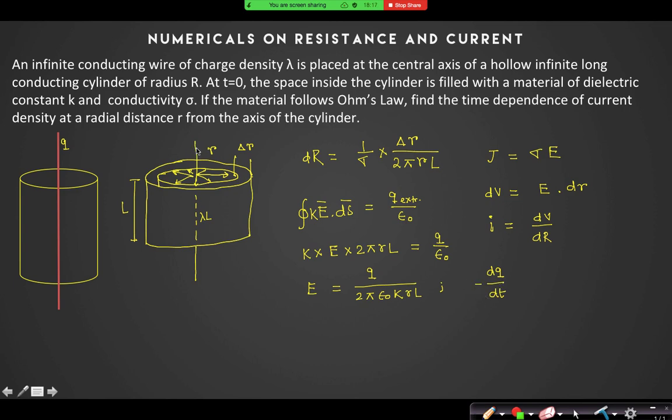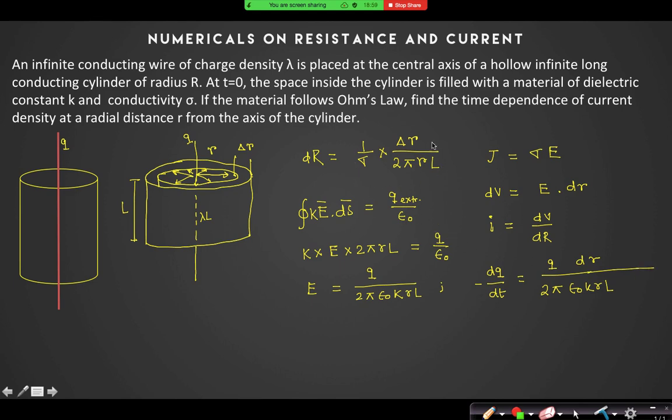Current is basically minus dq by dt. Why minus dq by dt? Because if the charge inside this is q, after some time the charge will decrease as the charge is leaking from that conducting wire and it is getting outside in the radial direction. So I can write that current is equal to minus dq by dt, right? And that value is equal to, I can write in this way, q divided by 2 pi epsilon k r l, right? That is E into dr, divided by the resistance.